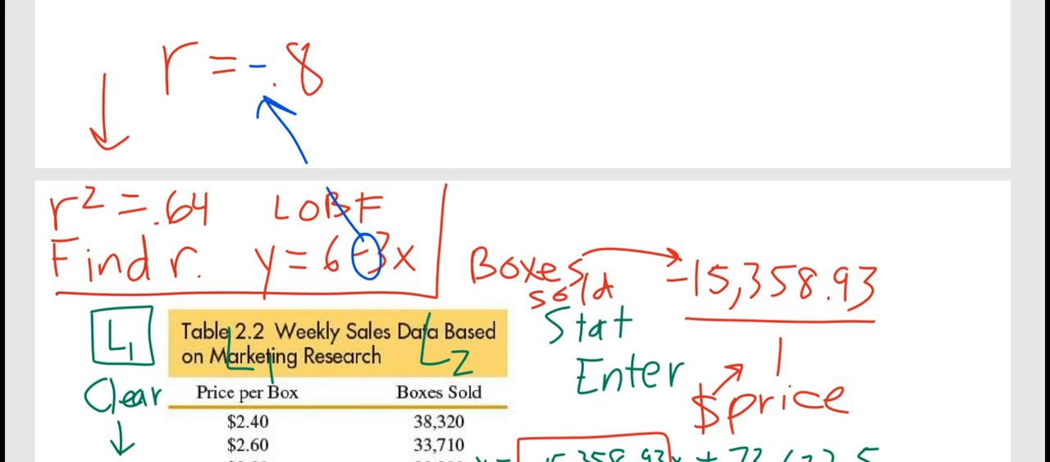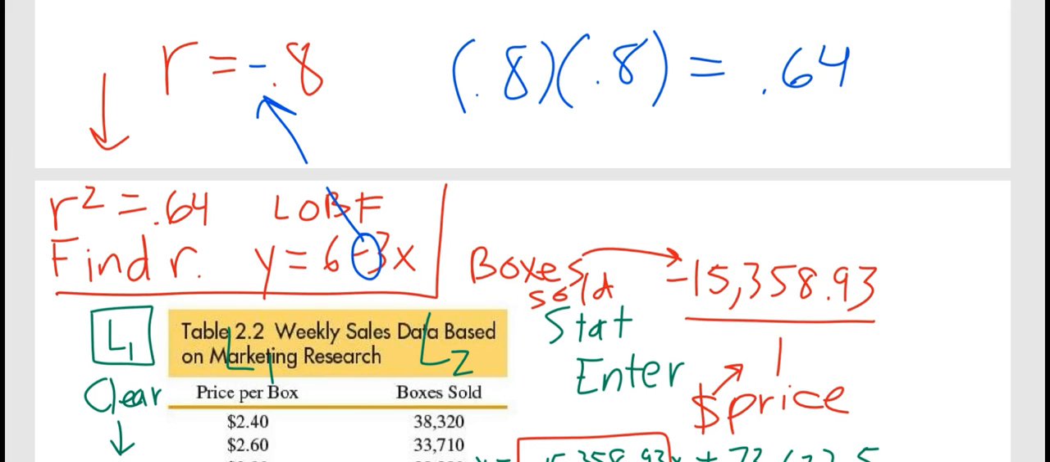No. Are you thinking that every time you square something, it gets bigger? If you take 0.8 times 0.8, you get 0.64. If you had 0.08 times 0.08, then you'd end up with 0.0064.